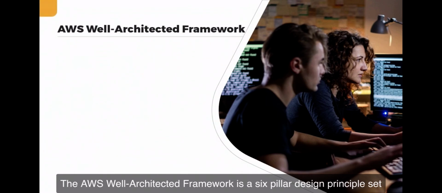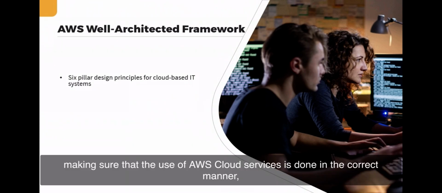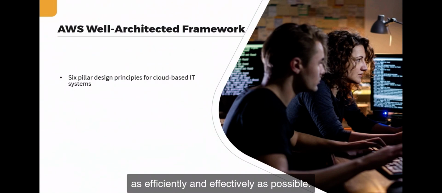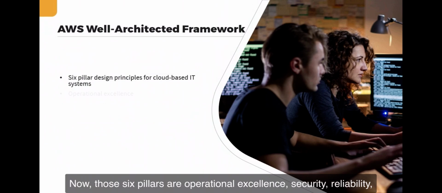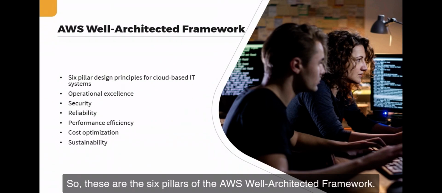The AWS Well-Architected Framework is a six-pillar design principle set for cloud-based IT systems. These design principles are all about making sure that the use of AWS cloud services is done in the correct manner, that it's matched against the appropriate business needs and used as efficiently and effectively as possible. Now, those six pillars are operational excellence, security, reliability, performance efficiency, cost optimization, and lastly, sustainability. So these are the six pillars of the AWS Well-Architected Framework.